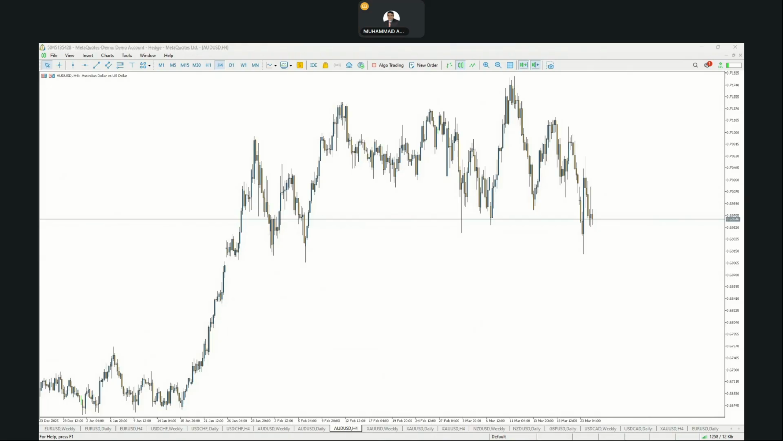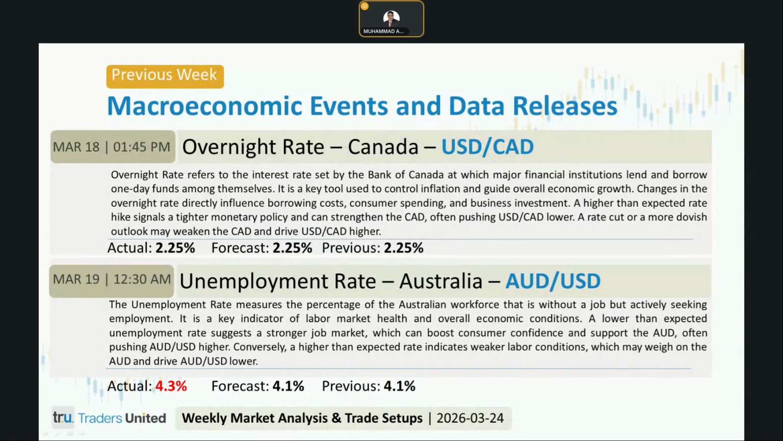The overall analysis and key takeaway is that Australia's unemployment rate rose to 4.3%, above the forecast of 4.1%, signaling softer labor market conditions. Despite this, AUD-USD moved higher, indicating that forex market sentiment and US dollar weakness played a larger role in price action than the data itself.